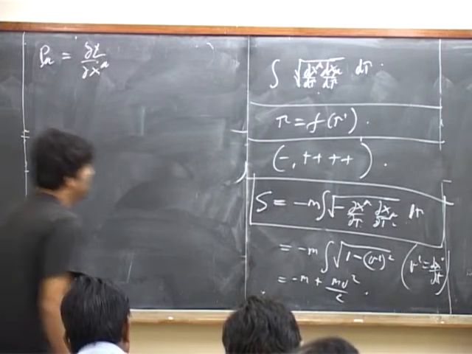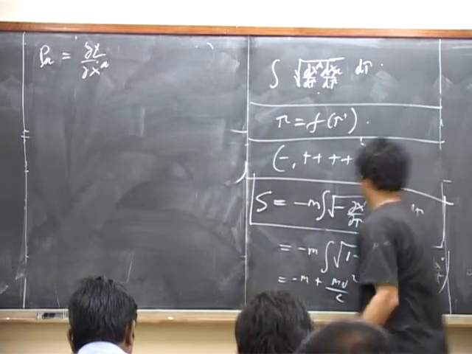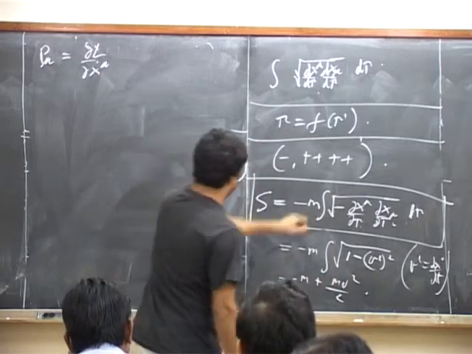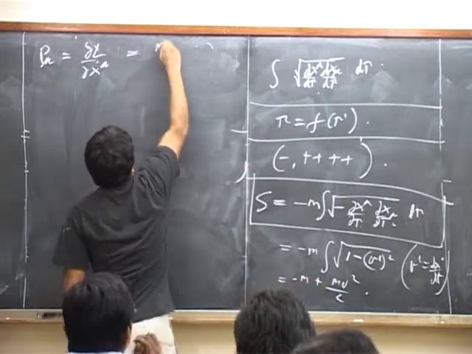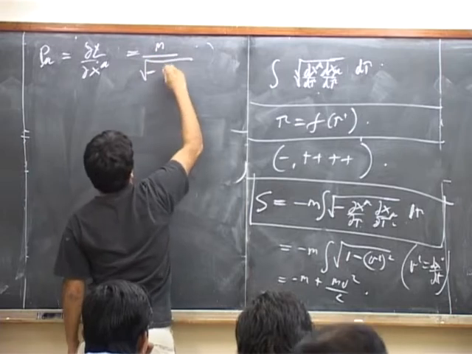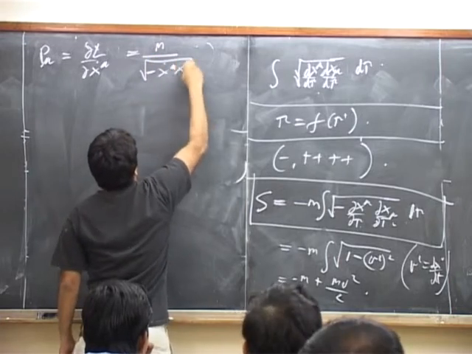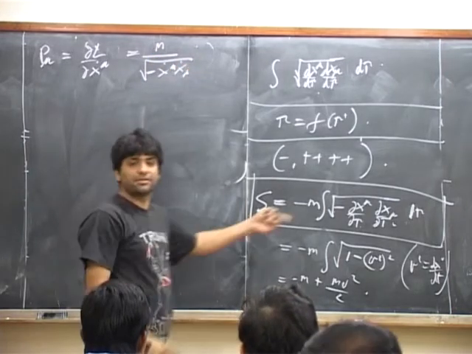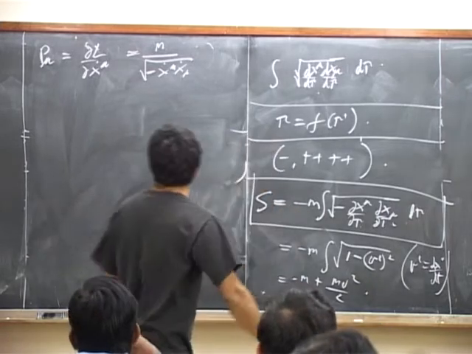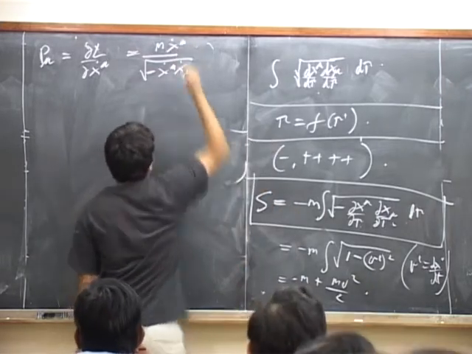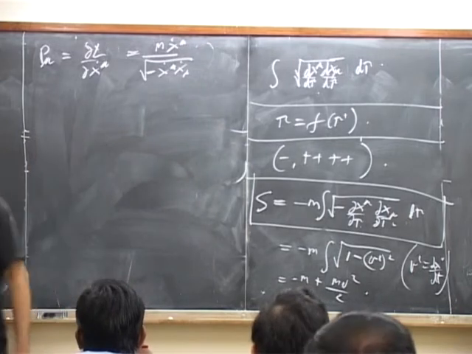Okay, so what's that with this Lagrangian? Well, what do we get? We get m by square root of minus x mu dot x mu dot, where dot is going to denote derivatives with respect to tau, times x mu dot. The two minus signs cancel.